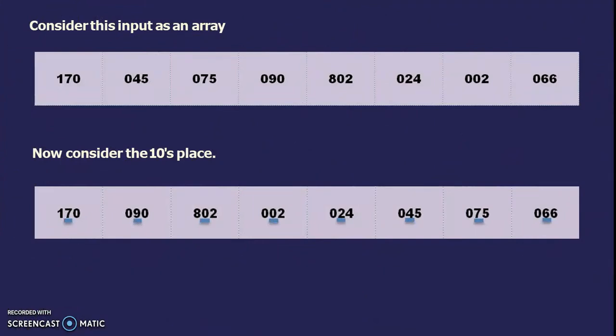Now let's move on to the tens place. As you can see, the underline is on the tens place. Here the tens digit of 170 is 7, of 90 is 9, of 802 is 0, of 2 is 0, of 24 is 2, of 45 is 4, of 75 is 7, and of 66 is 6.